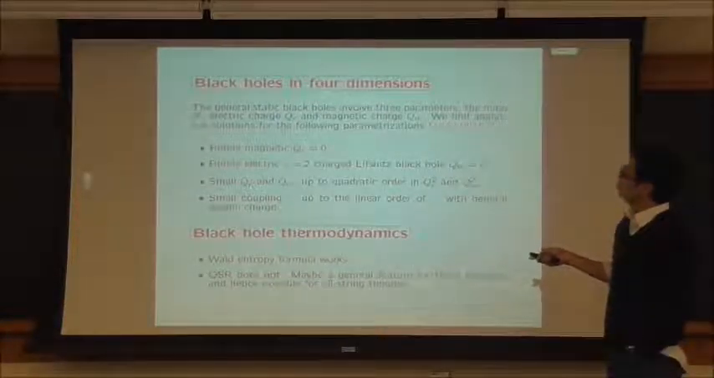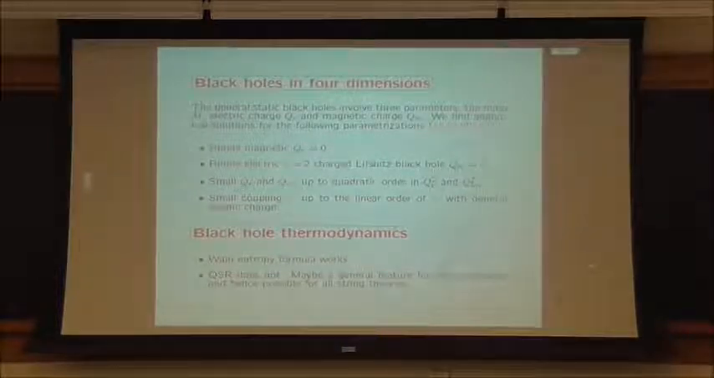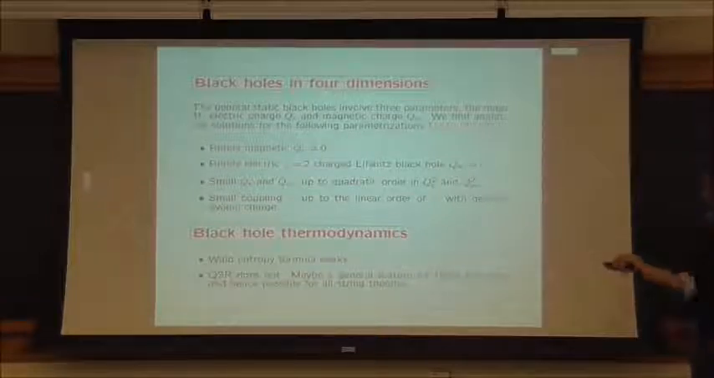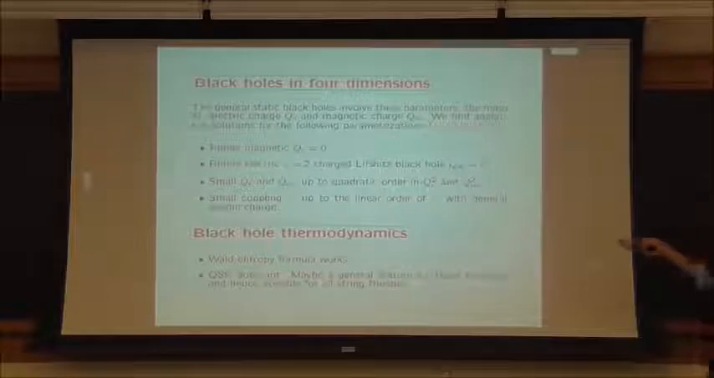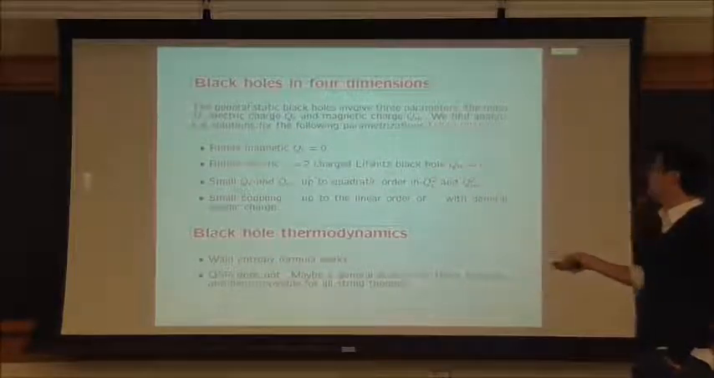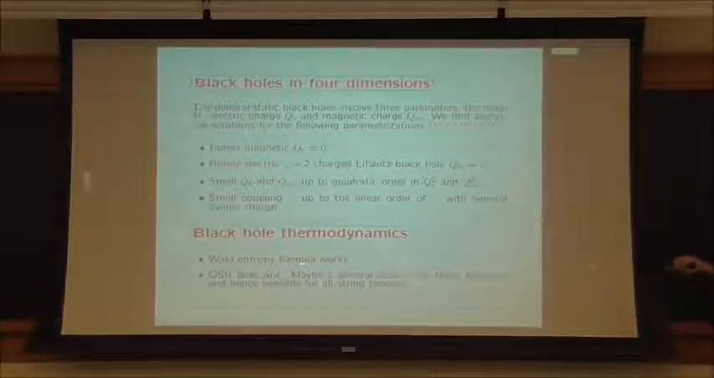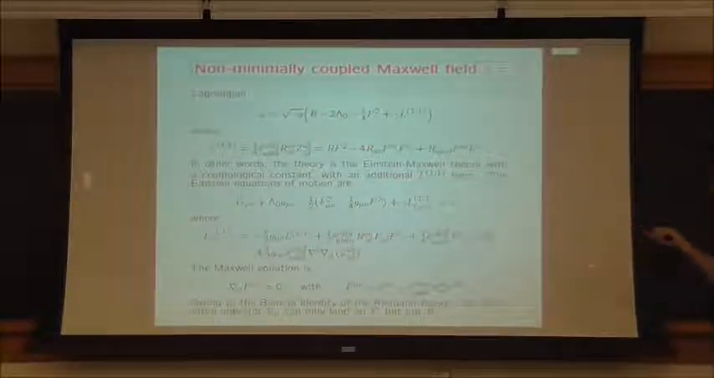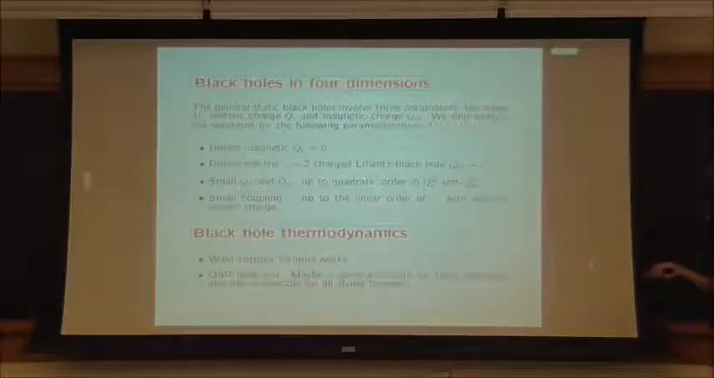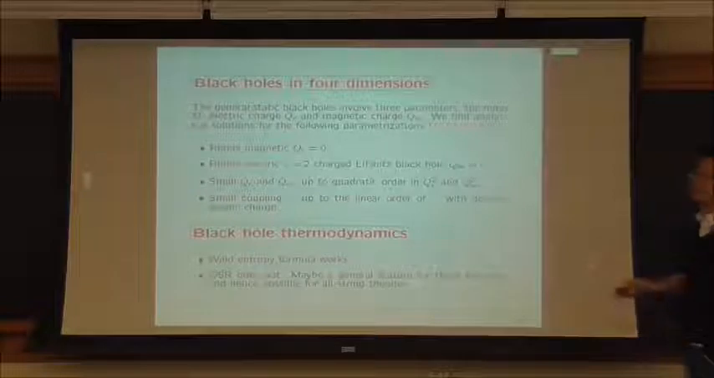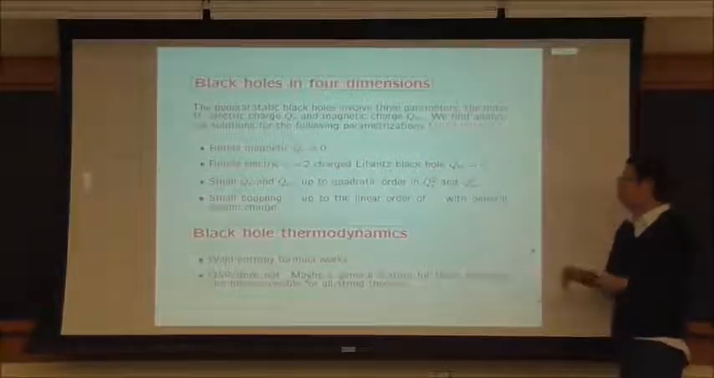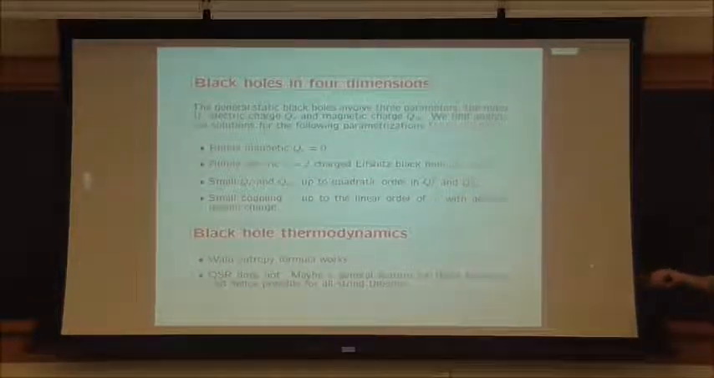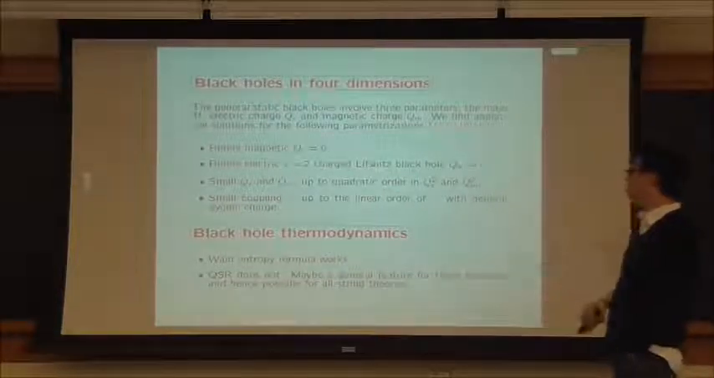Another possibility is to assume Q_E and Q_M are sufficiently small, so you can get an analytical solution up to quadratic order in the charges. Or you assume the coupling constant is sufficiently small, then you get solutions to linear order in gamma. In terms of thermodynamics, in this case the Wald entropy formula does work, because the field strength or the vector potential vanishes on the horizon, just like the RN black hole. But the QSR does not. At least if you use the Wald entropy formula, everything works. Then if you try to do the same thing with the quantum statistical relation, you find these two answers contradict each other. So maybe this becomes a general feature of these theories, and hence possibly of all string theories.